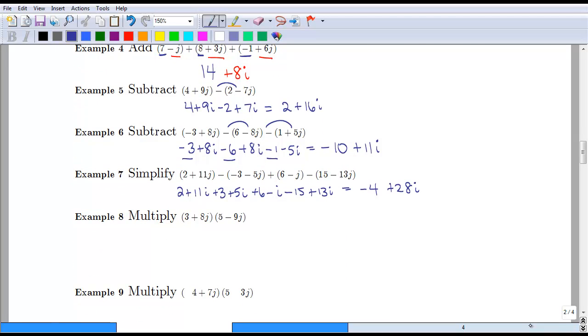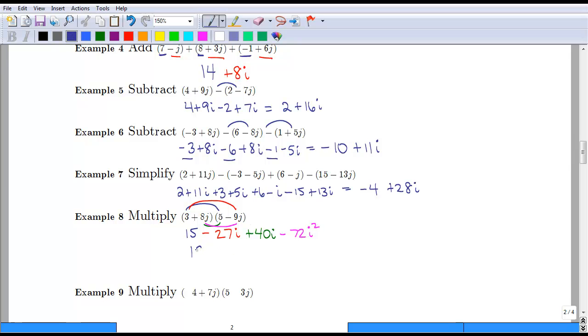Multiplication is also straightforward. In this case, we are simply going to go through the process that we learned in algebra, which we usually refer to as FOILing or distributing. We are going to multiply our first terms. So we have 3 times 5 is 15. And then we will take the 3 times the negative 9i to get negative 27i. And then we will take the 8i times the 5 to get 40i. And finally, we will take the 8i times negative 9i to get negative 72i squared. Be careful there, that's i squared.